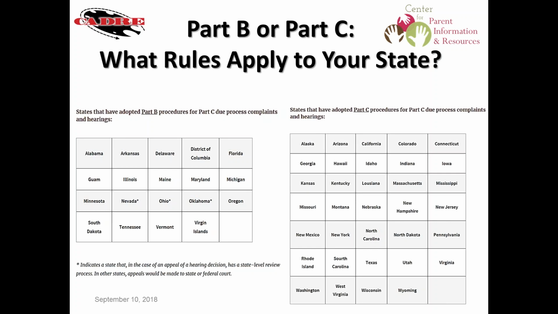On the right here, you can see the Part C procedures for due process complaints and hearings. We've also indicated under Part B which states have a state-level review process for hearing decisions before going to federal or state court. We will do our best to keep these updated. However, we do encourage you to verify with your state education department which rules apply in your state.